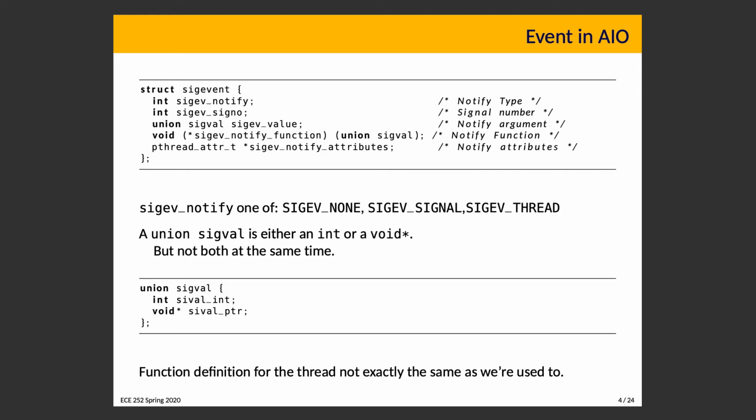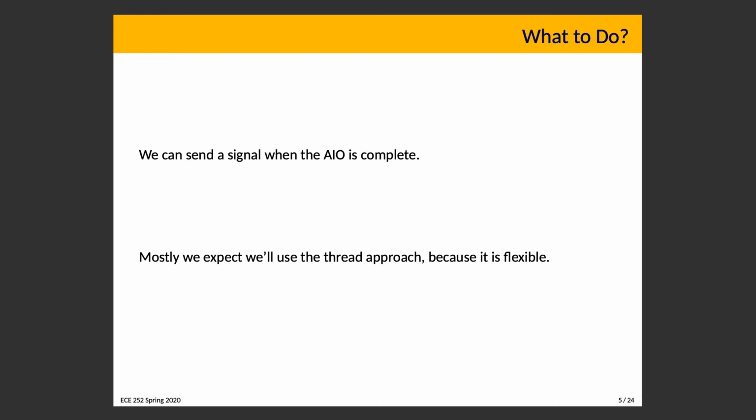It doesn't matter. If you're going to use the thread, then you need the remaining 3 fields: the SIGEV value, the function, and the attributes, although attributes can be null, and you can ignore the signal number. But the function definition for the thread is not exactly the same as we're used to. But it is straightforward enough.